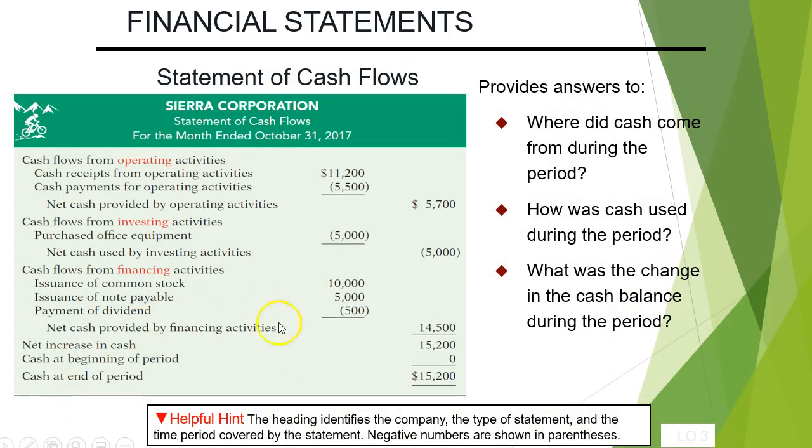So this is going to conclude our Chapter 1 video lecture. Again, the statement of cash flows answers questions such as, where did the cash come from? How was cash used? And what was the overall change in our cash account during the accounting period? So make sure that you can prepare from this chapter an income statement, a retained earnings statement, a balance sheet, as well as a statement of cash flows.